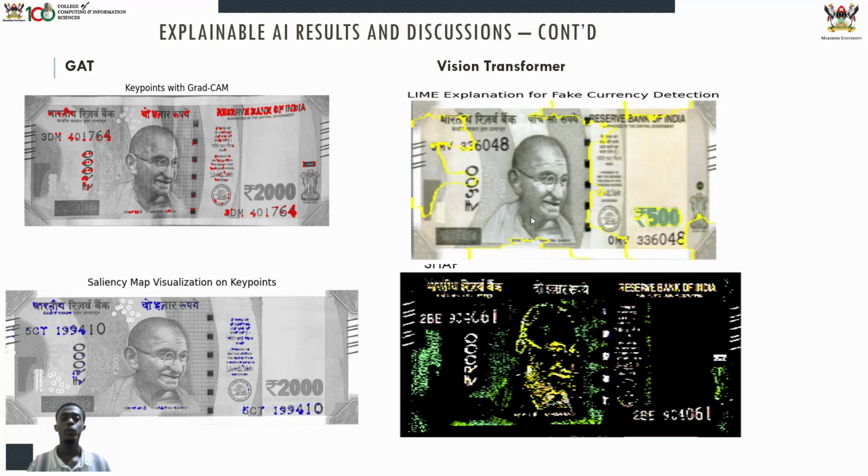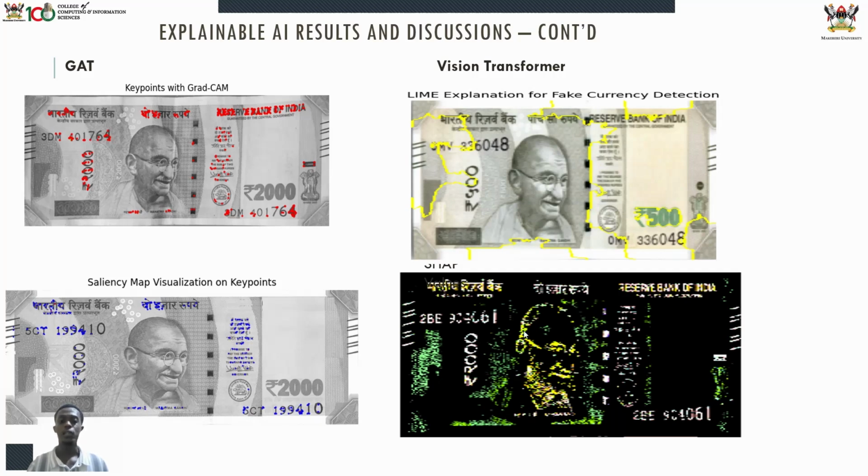Then for the Vision Transformer, I used LIME explanation to point out those features that the inbuilt feature extractor of the Vision Transformer gave attention to, and you could clearly see most of them that are circled with this orange are the 500 denomination, the security thread itself, and then the signature of the governor, then also others.